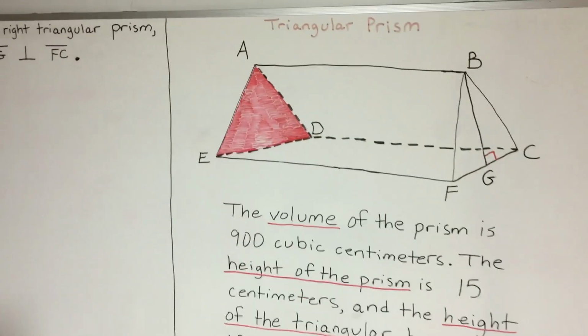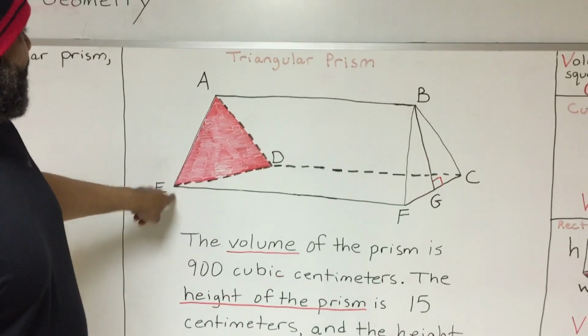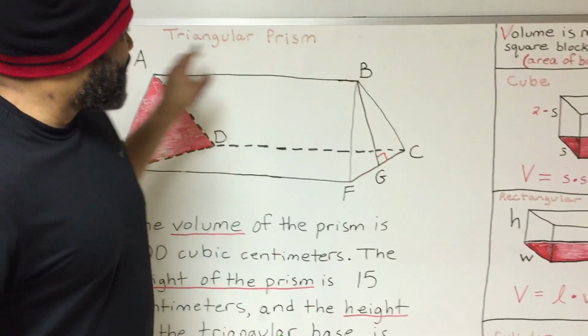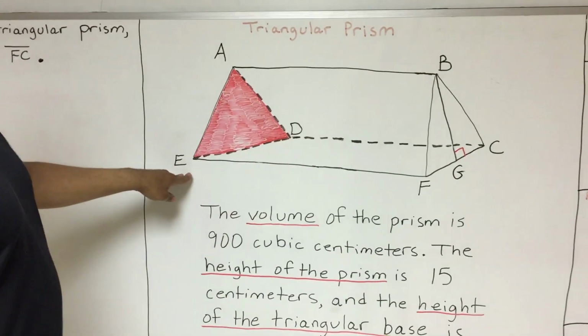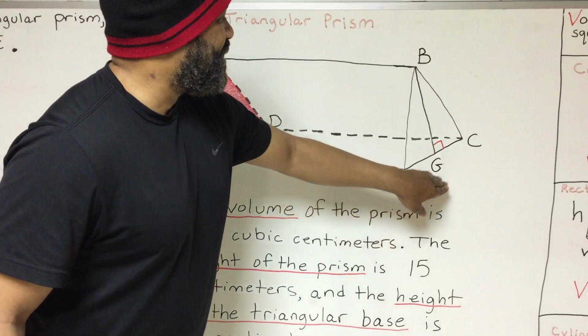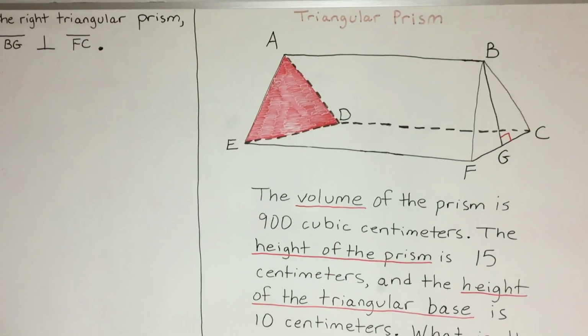But right here, here's the problem of the day. Triangular prism. We have a triangular prism here. It is identified by these letters on the edges. We got A, B, C. D is back here, and E is over here. We got F, G here. And so you can see the structure looks like a tent.